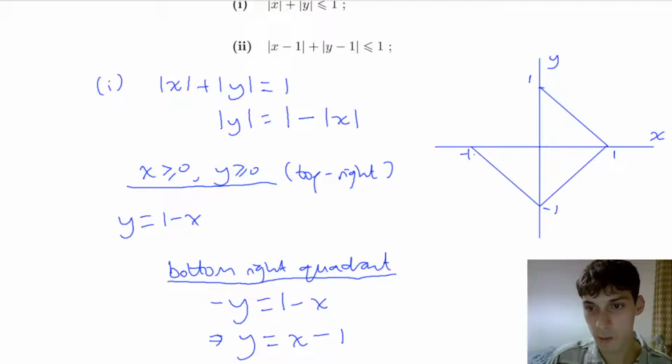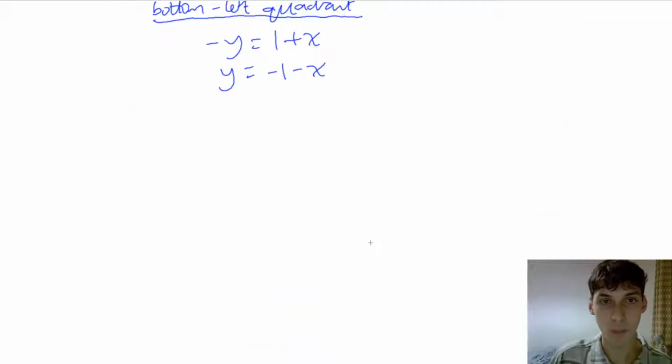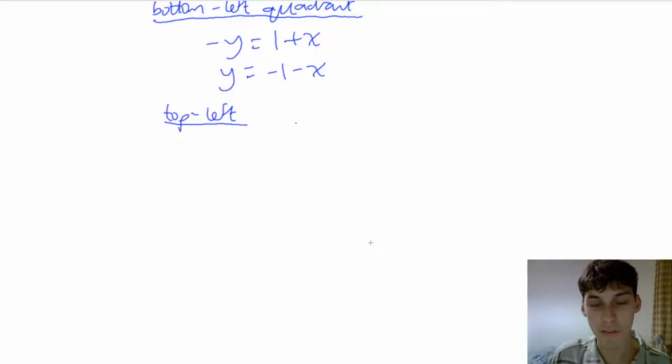So we've got a minus 1 here. And we're just left with the top left quadrant. So here we have x is negative, y is positive. So that leaves us with y is equal to 1 plus x.